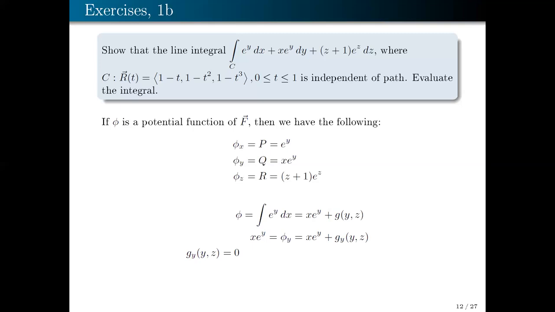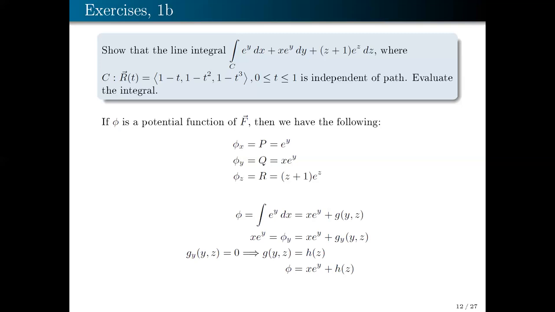So what sort of function would g be? The answer is, it would only have to contain z terms. So g of y, z here must be a function of z alone, which is now reflected in the current form of phi. So plugging h of z here gives us this one. So phi is x e to the y plus some terms involving z.